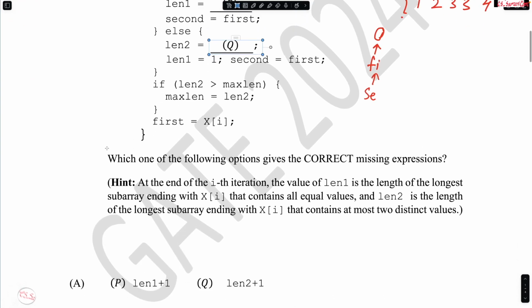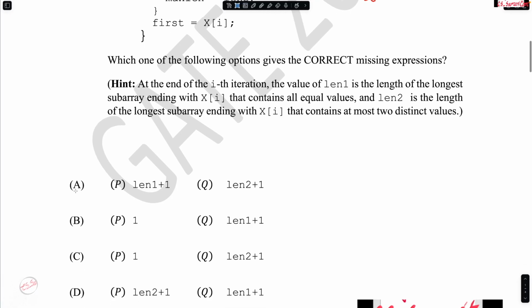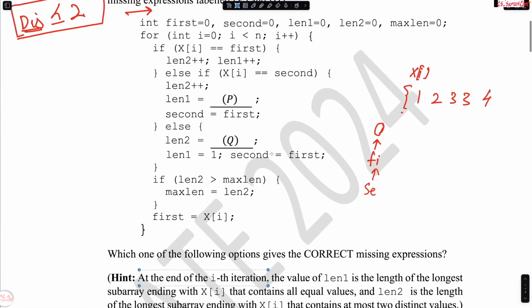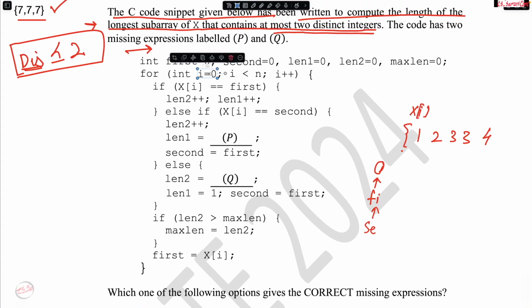After that, it is given which one of the following options is the correct missing expression. Basically, the values of P and Q are given over here. We can use the options also. I will use that also. Now the hint that's provided to us is at the end of the ith iteration. This is a for loop in which the variable i is varied from 0 to less than n, so n minus 1, and i is incremented by 1 at every single step. So the values that it is going to take are 0, 1, 2, and going on till n minus 1.